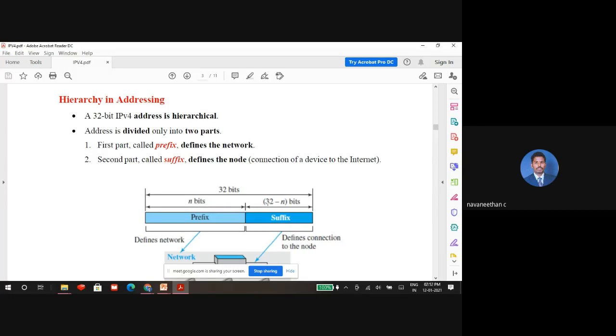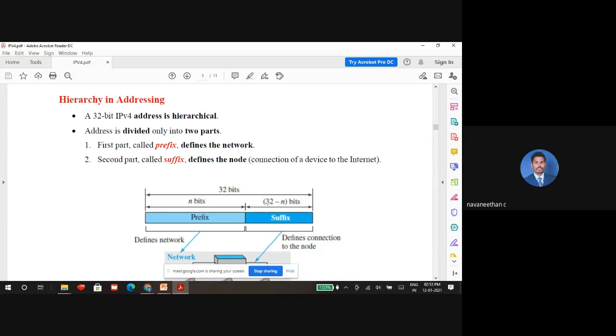Clear? We might have known that the size of an IPv4 address is 32 bits. This 32-bit address is divided into two parts. The first part is called the prefix, and the second part is called the suffix. Basically, we have two different types of address: one is the net ID, and the next one is the host ID.